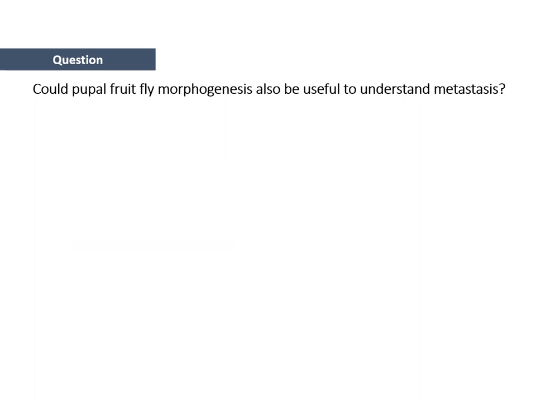So now I'm going to talk about the advantages and disadvantages of working with pupae in fruit flies to study morphogenesis and to understand metastasis. So the pupa is a great system to study, to image cancer. Why? Because different from fish or from mice, if you want to image them, you will have to kill them, because they need to move. You can try to sleep them for a short amount of time, but if you do it for a prolonged time, they will end up dying.